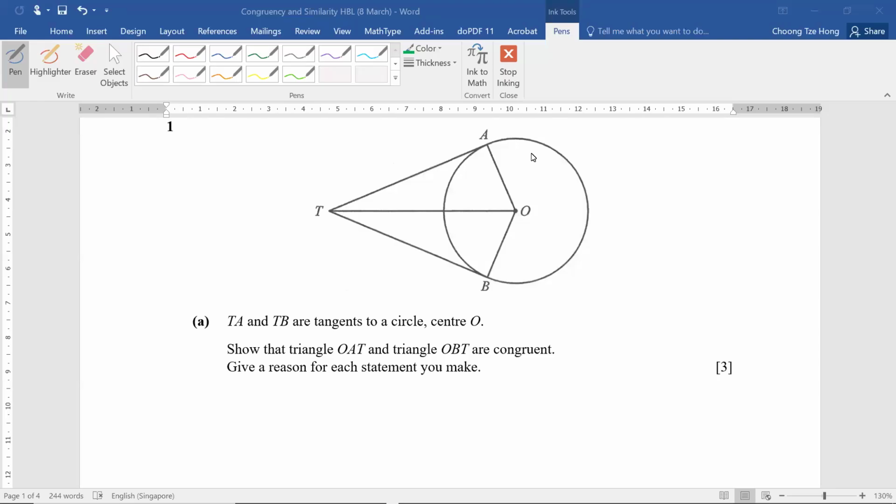Hi students, in this video I'll be going through the 2019 O-Level Mathematics Paper 1 question 16. So this is a question regarding congruency. Let's read the question.